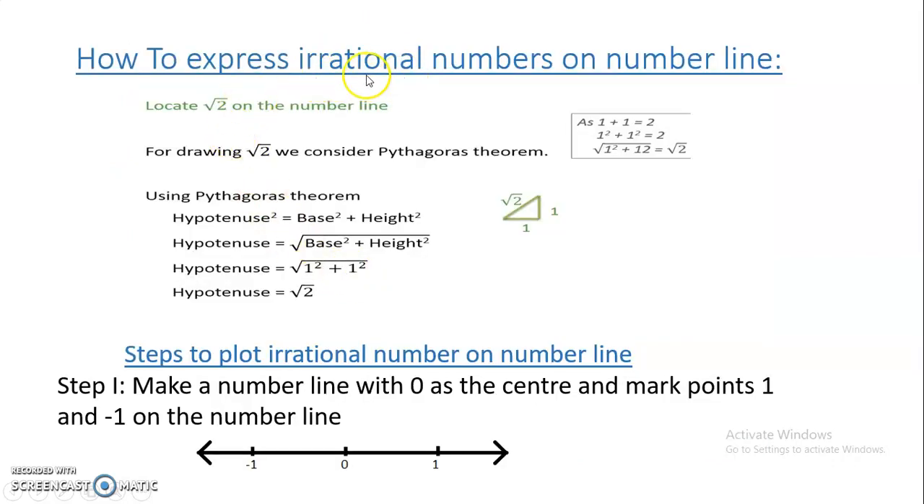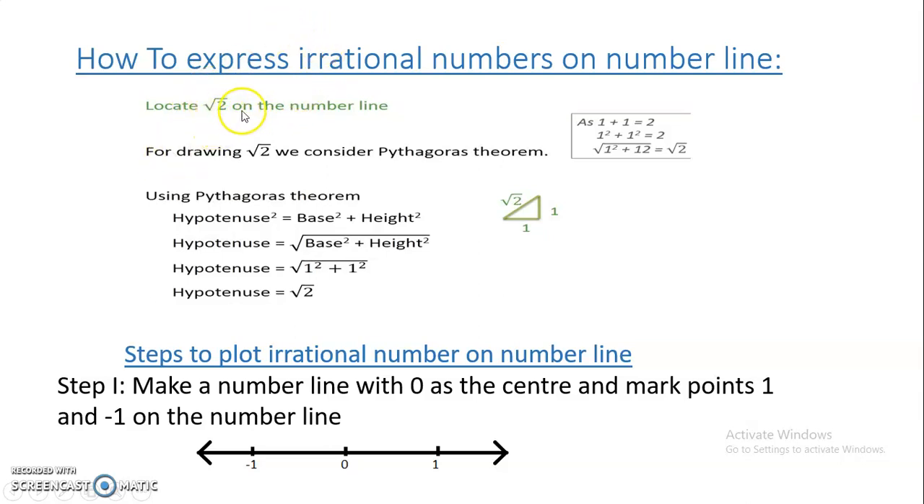Now these irrational numbers, as we have discussed in the last video, are also real numbers, and real numbers are the numbers that can be shown or represented on the number line. So these irrational numbers can also be expressed on the number line. Let's see how to represent the irrational numbers on the number line. For example, locate root 2 on the number line. This root 2 is irrational. We have discussed it in the last slide only.